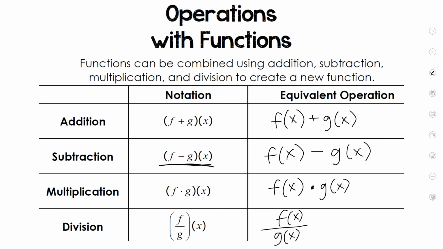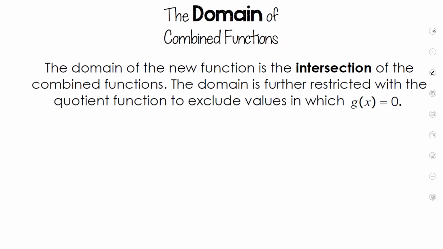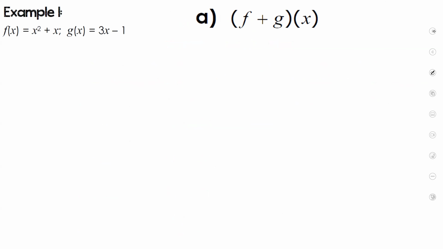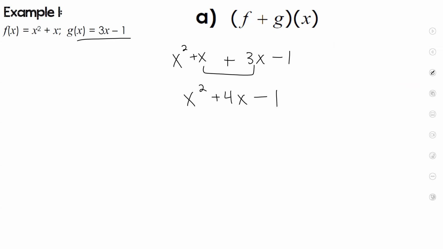Okay, let's look at an example. Okay, so we are going to add these functions together. So f is x squared plus x, and I'm going to add g of x, which is 3x minus 1. We'll just combine these. So this will be x squared plus 4x minus 1. This is our new function after we've performed the operation of addition.